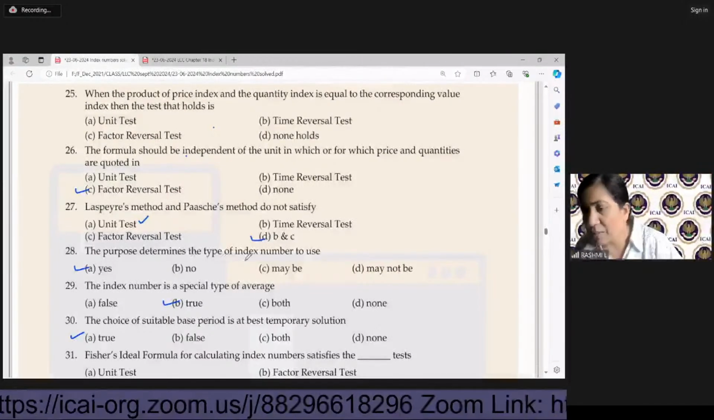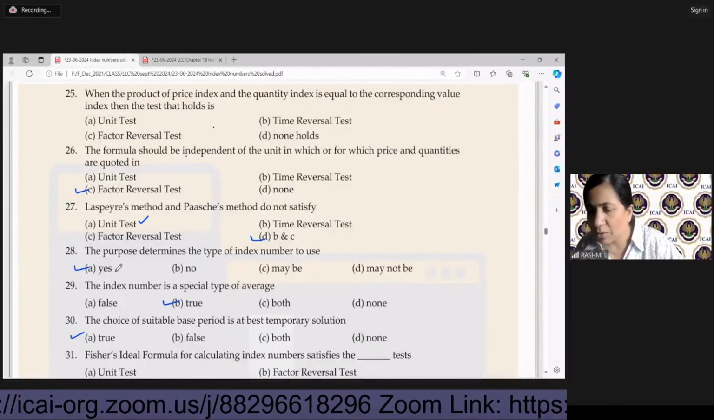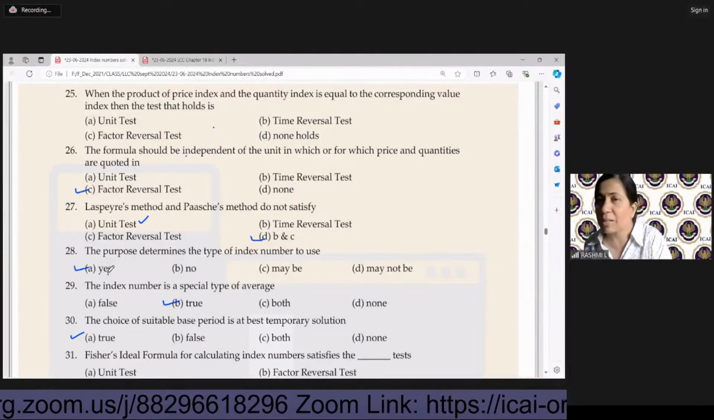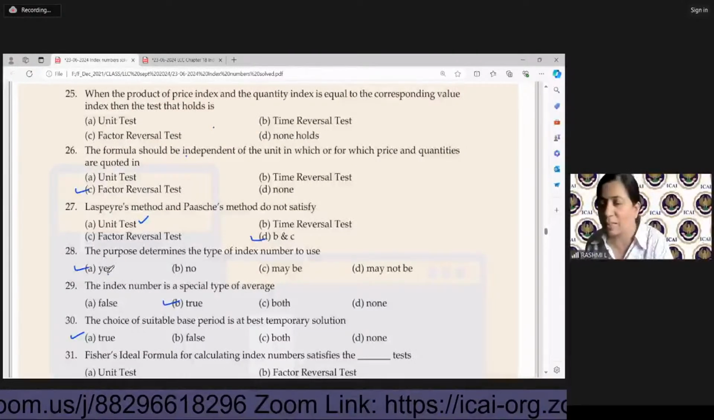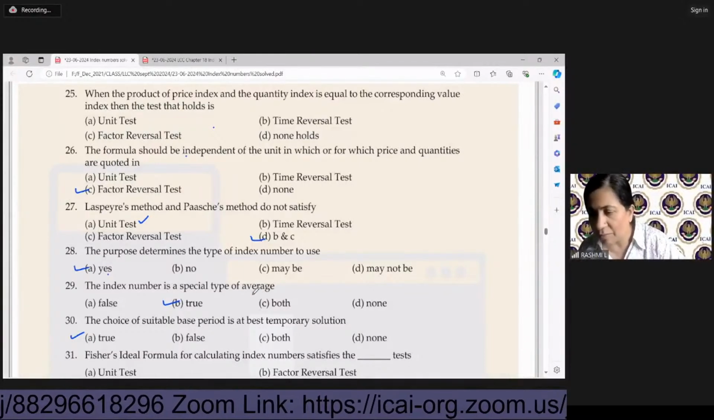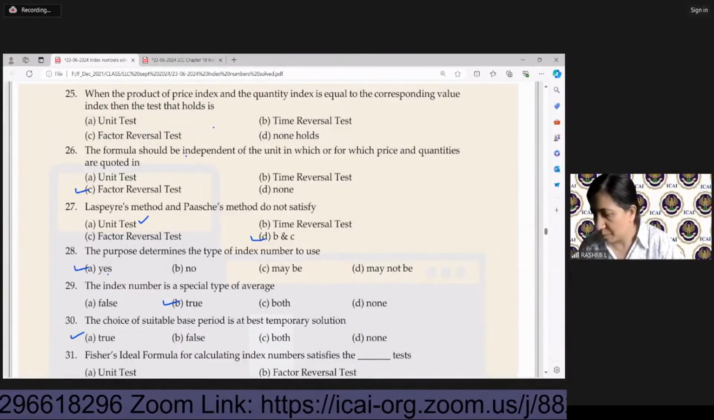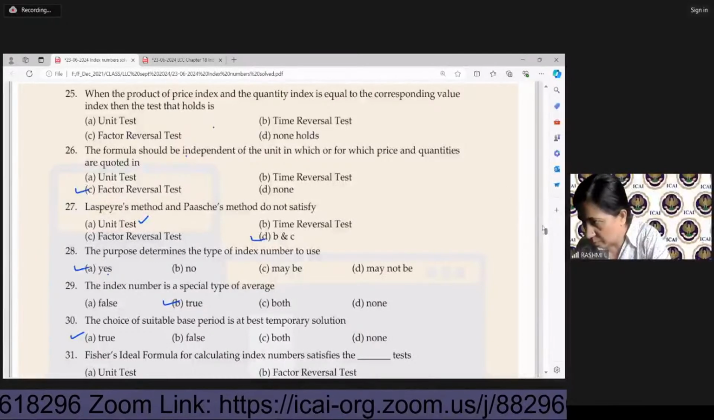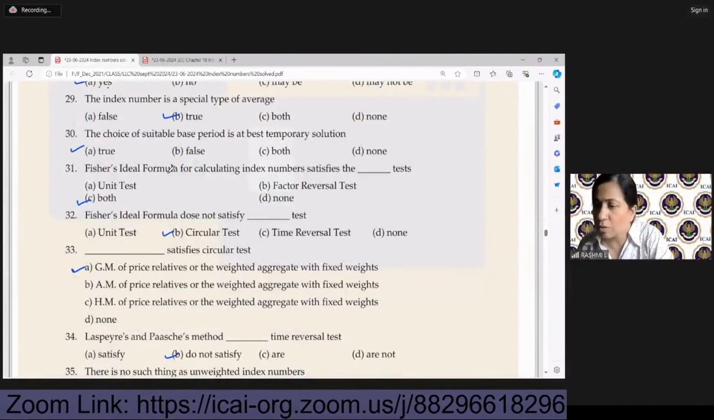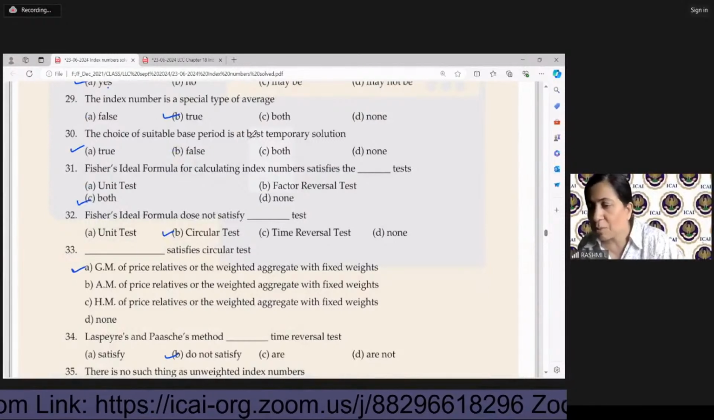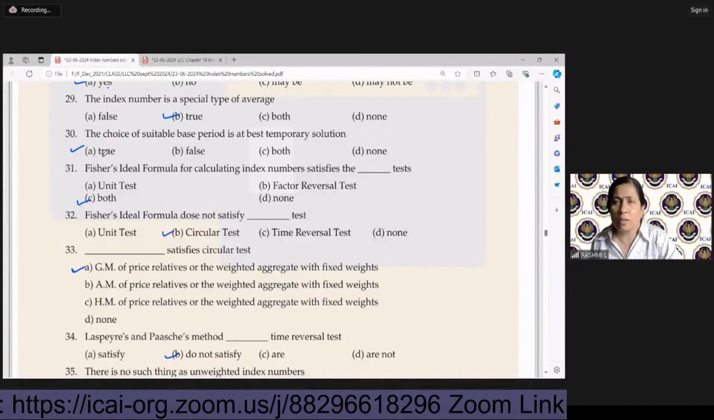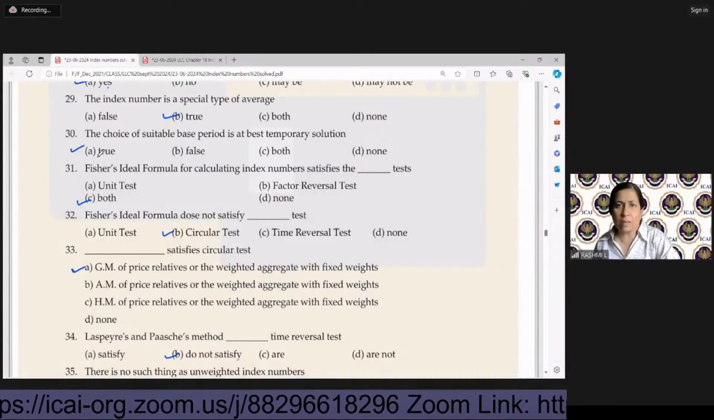The purpose determines the type of index number to be used. Yes. Okay. So if we are comparing price, we'll use a price index. If we are comparing value, we'll use the value index. The index number is a special type of average. Yes, so true. The choice of a suitable base period is at best a temporary solution. Yes, true, because it is for us to select the base year.